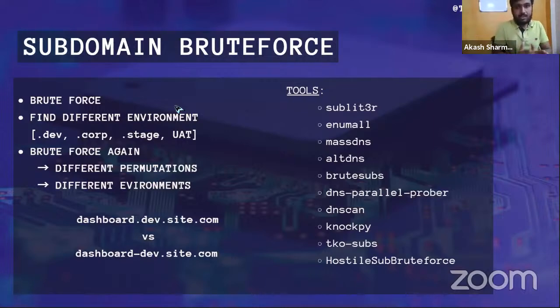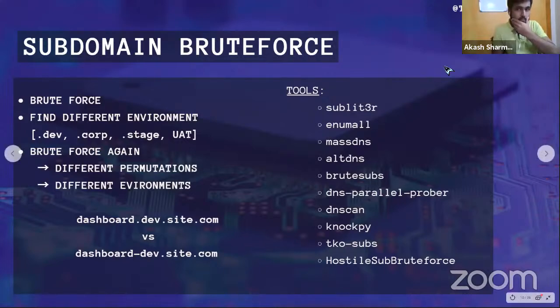Subdomains can have environments like development environments, corporate environments, staging environments, UATs, and different state UATs. So if you are actually finding those kinds of permutations, you can see different environments. Because I personally have seen in my experience that if there's an authentication panel, like a login page asking for a username and password, it can be different. If I go into a development environment, I don't see the same thing there.